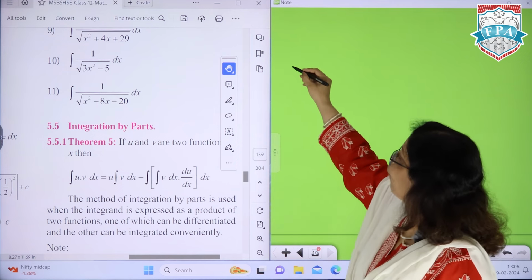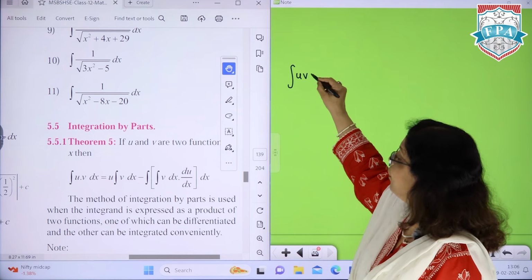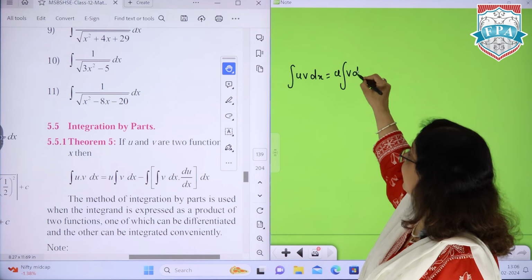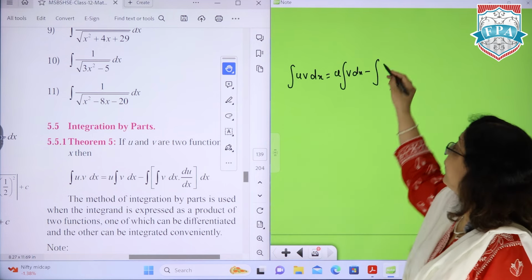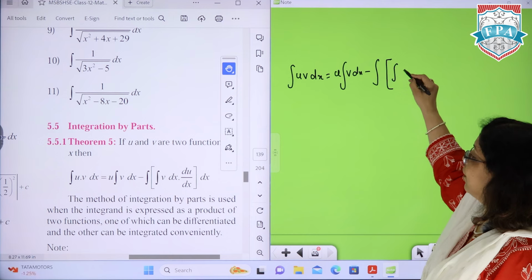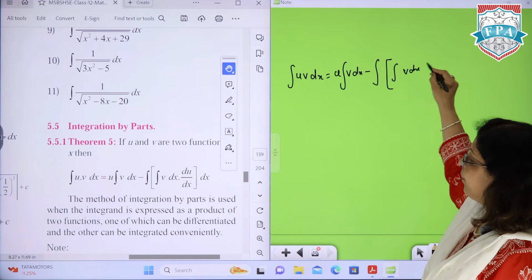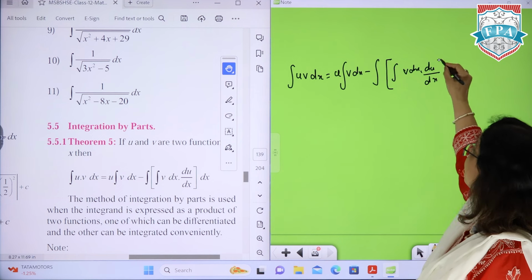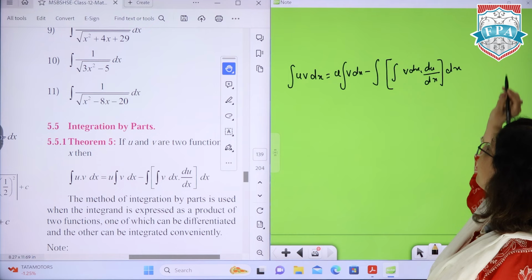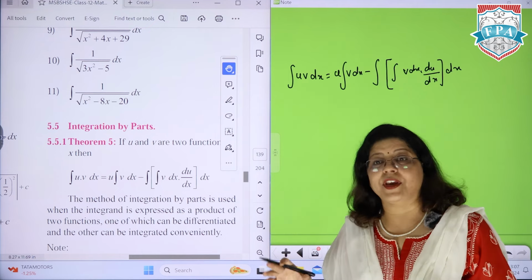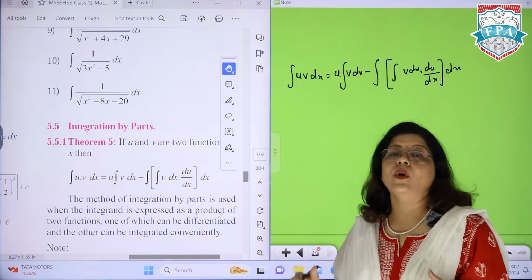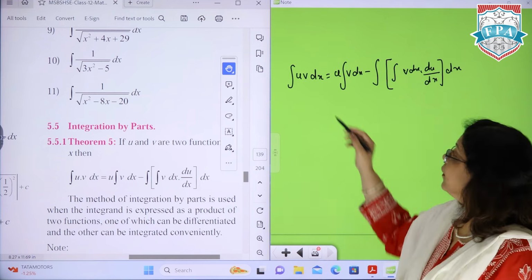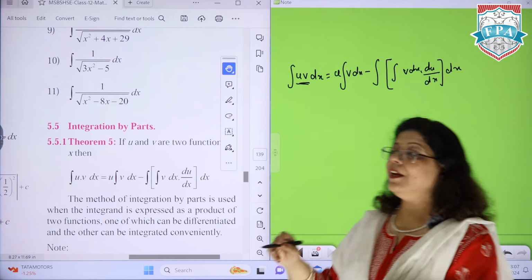So when we write the formula integral UV dx, it comes as U integral of V dx minus integral, take a big bracket, integral of V dx dot du/dx, whole dx. So the formula seems big. After 2-4 questions you will easily start understanding and you'll be able to solve it properly. But here, UV cannot be any terms like this.